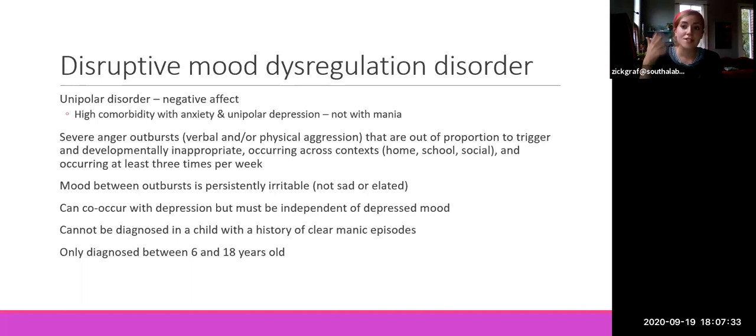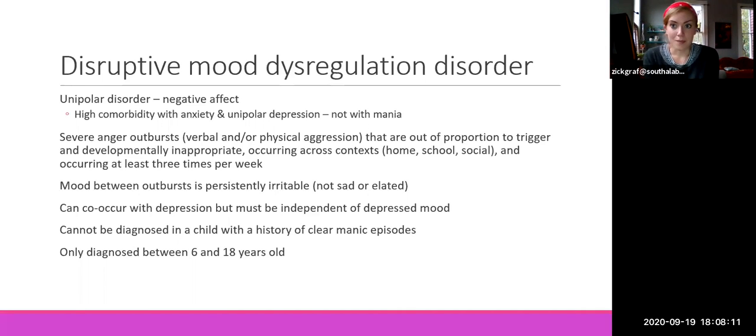So in addition to having these anger outbursts, kids with DMDD have persistently irritable mood between mood episodes. They don't have persistently sad mood or persistently elevated mood, so it's different than depression or bipolar disorder. DMDD can co-occur with depression, but it has to happen outside of depressive episodes. So it can't always co-occur with depressed mood, because irritability, again, is a symptom of depression in kids. This irritability has to go beyond co-occurring depression symptoms. It can't always co-occur with low self-esteem, appetite loss, lots of sleeping, or not enough sleeping.